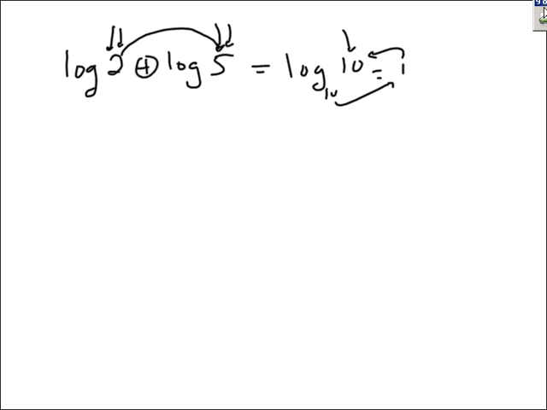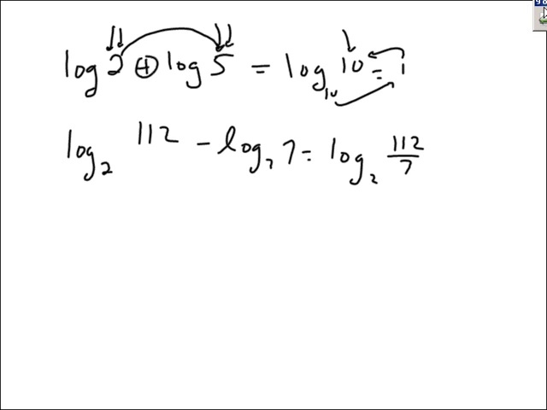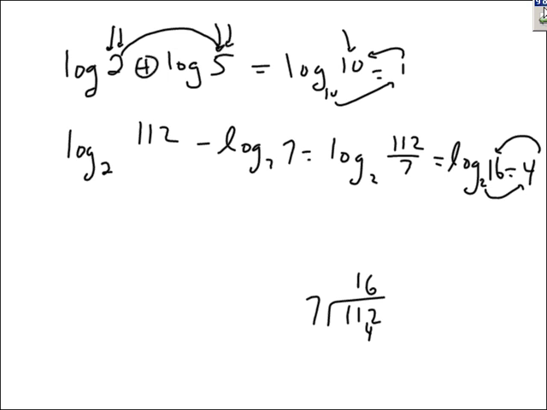Suppose you were asked to do this problem. Log base 2 of 112 minus log base 2 of 7. This is log base 2 of the division. And 7 into 112, it goes 16 times. So this is really log base 2 of 16. But that's 4. Because 2 to the 4 is 16. Okay, so we were able to do that one pretty easily.